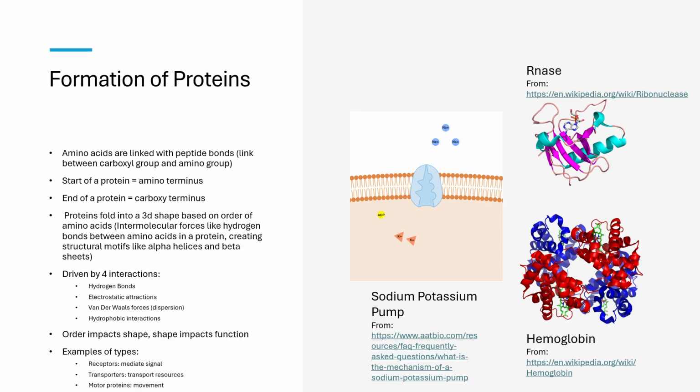Proteins fold into 3D shapes based on the specific order of amino acids. This is due to intermolecular forces, which create particular structural motifs. The four interactions that drive this folding are hydrogen bonds, which is a bond between a hydrogen connected to a particularly electronegative atom like oxygen, which has at least one set of lone pair.